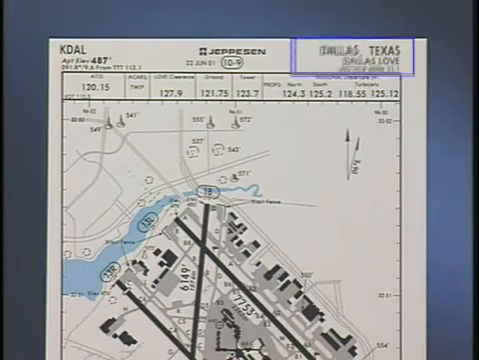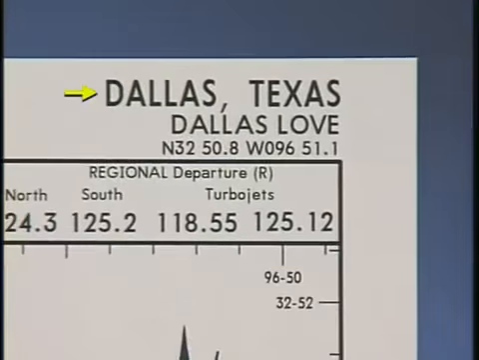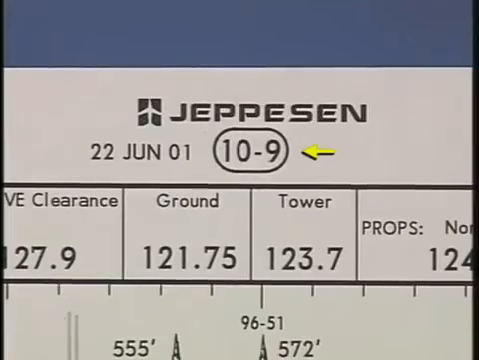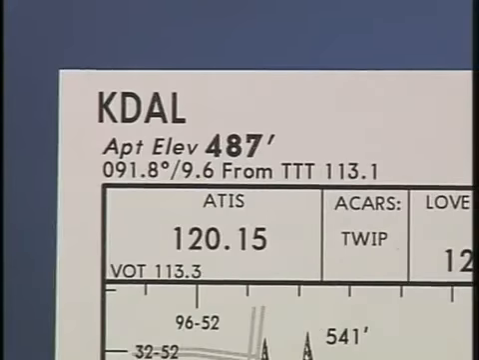In the heading section, on the far right side of the chart, is the city and state in which the airport is located, the name of the airport, and the airport reference point as defined by longitude and latitude. The chart index number and chart date, or the effective chart date, are under the Jeppesen logo. On the far left, you will see the 4-letter ICAO identifier, the airport elevation, and the bearing and distance to the airport from a VOR DME or VORTAC within 40 nautical miles.